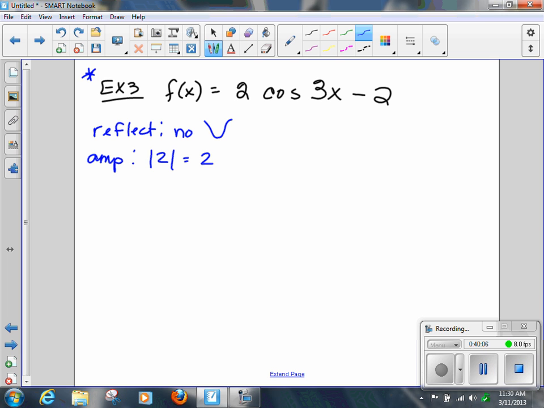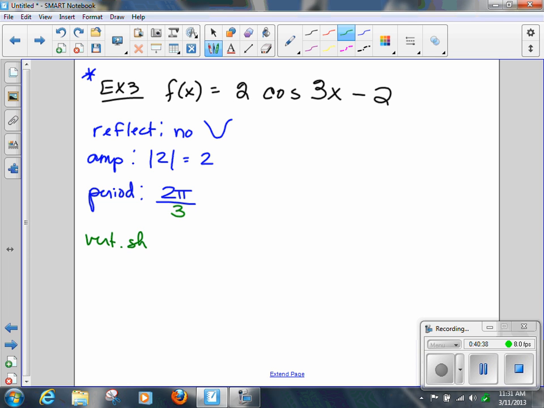That means 2 up, 2 down from the oscillation line. Here we go. Next one. Period. 2 pi divided by who? Oh. What? We cannot reduce it. We can't do anything. We're just going to let it hang out there for a second.